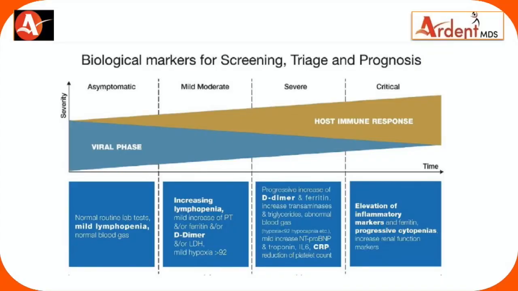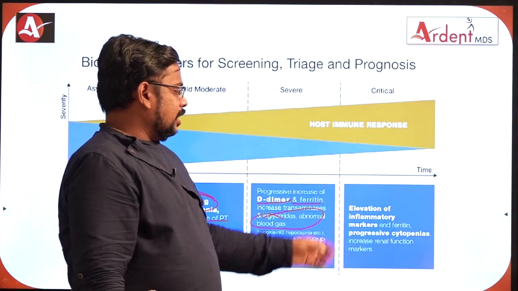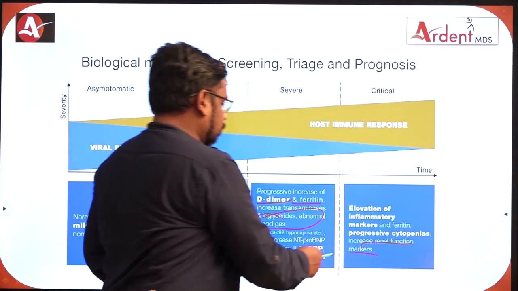In the asymptomatic phase, mild lymphopenia is seen. Here is one very important thing: lymphocytes are usually decreased in the initial stage and the mild to moderate stage. In mild to moderate, the patient has lymphopenia and a mild increase in ferritin and D dimer levels. In severe cases, D dimer is elevated, ferritin is elevated, and the patient has abnormal blood gas analysis. Even interleukin 6 and C reactive protein are elevated in severe cases. In critical cases, elevation of inflammatory markers is seen, and the patient also has increased renal function markers.